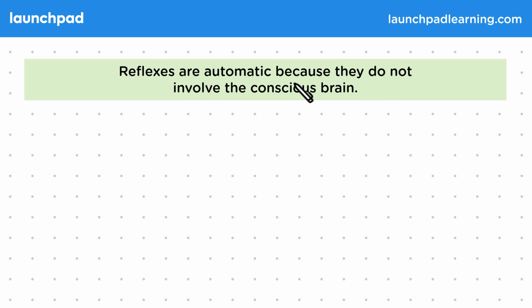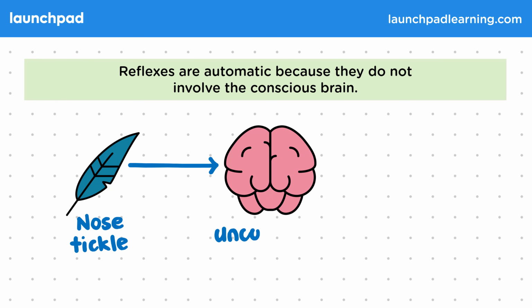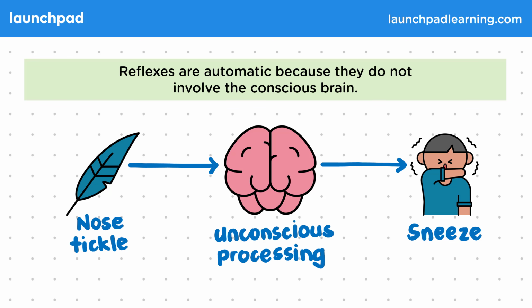Reflexes are automatic because they do not involve the conscious brain. For example, imagine your nose is tickled with a feather. The brain perceives this stimulus, and the unconscious part of your brain then causes a sneeze. You might also perceive the stimulus with your conscious brain, but it's the unconscious part that causes a sneeze. Can reflexes be coordinated without any involvement of the brain?